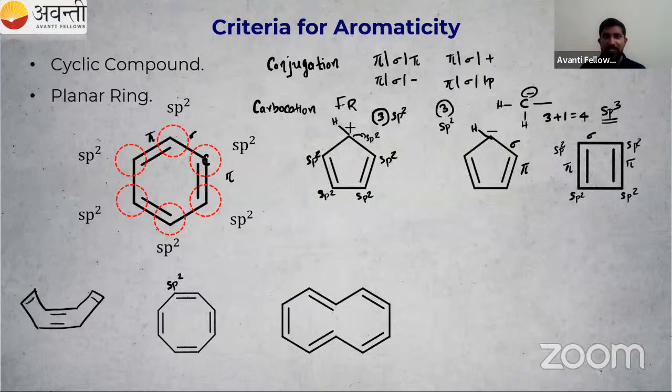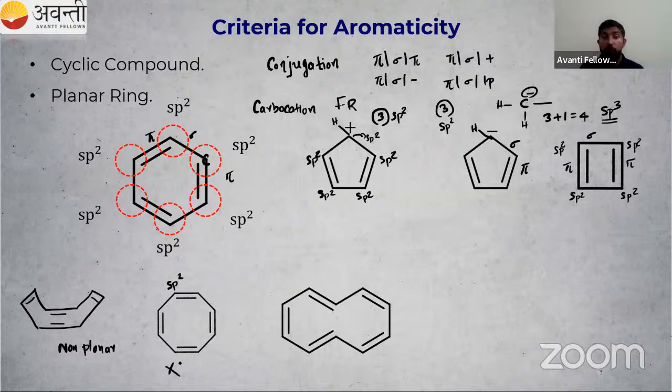Like a board, you can say. One is above, this is also above, and this is in one plane. So it is not planar. We cannot say it is planar in nature. Because it is not planar, it is non-planar. So what is the second condition? It should be planar, then only is it aromatic in nature. So this is not aromatic in nature.